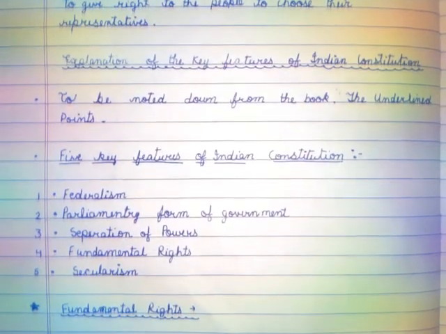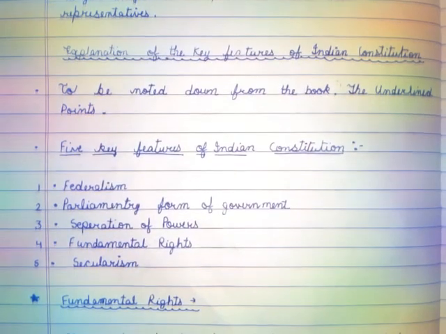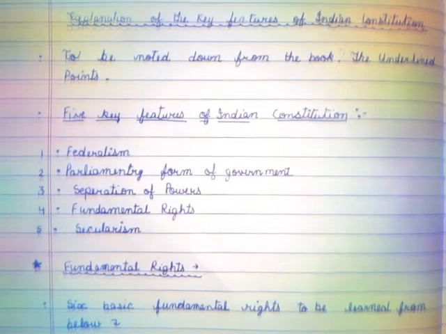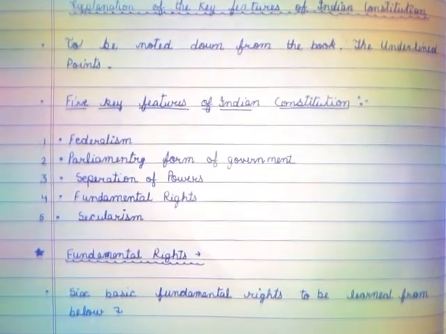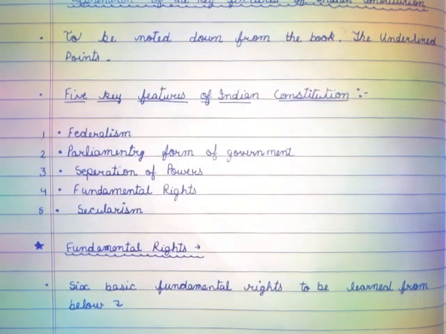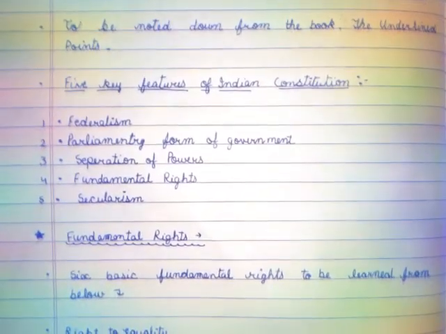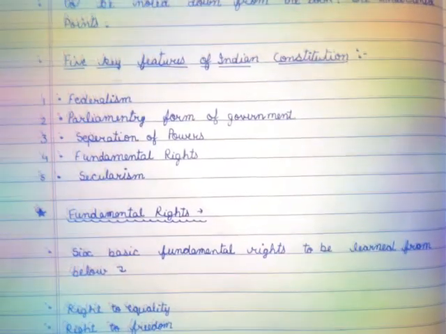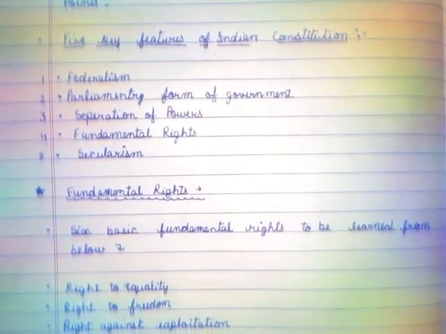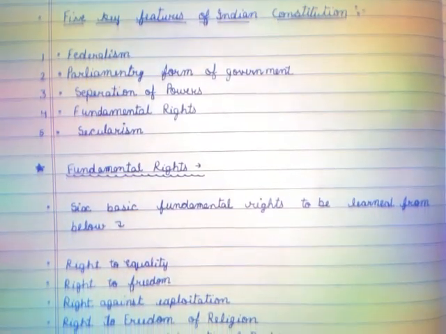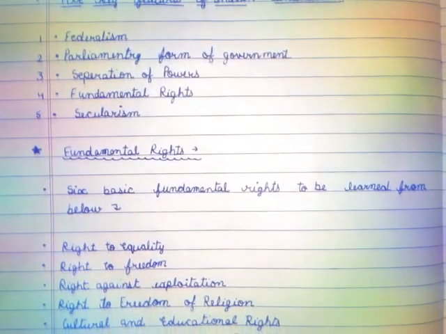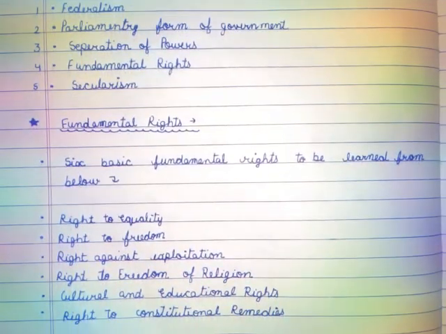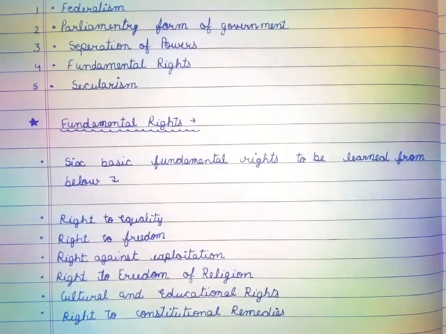Explanation of the key features of the Indian Constitution. 5 key features: federalism, parliamentary form of government, separation of powers, fundamental rights and secularism. Fundamental rights: the 6 basic fundamental rights are right to equality, right to freedom, right against exploitation, right to freedom of religion, cultural and educational rights, and right to constitutional remedies.